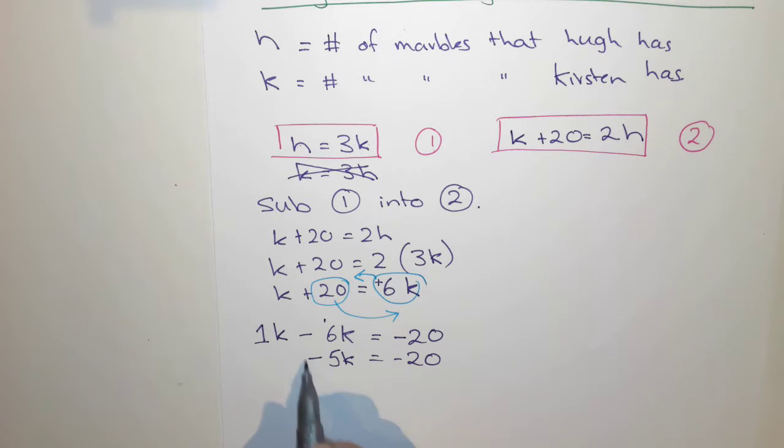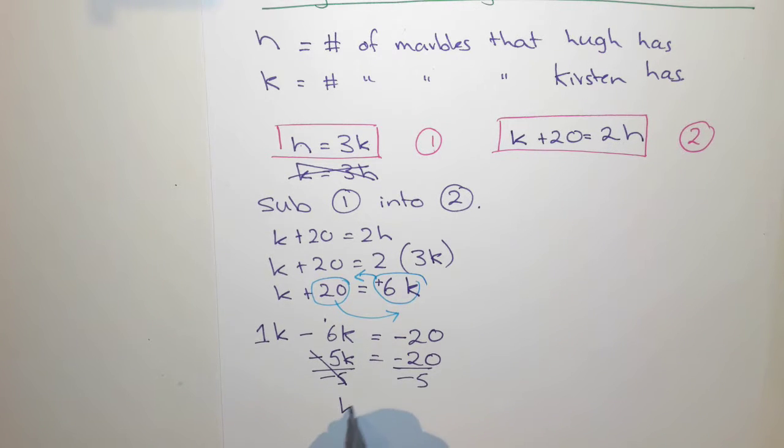And now I need to get rid of this negative 5. So I'm going to take that to the other side, and remember this is doing negative 5 times k, so I need to do the opposite of multiplying, which is divide. That will cancel to leave me with k equals negative divided by negative is positive, 20 divided by 5 is 4. So that tells me k equals 4.